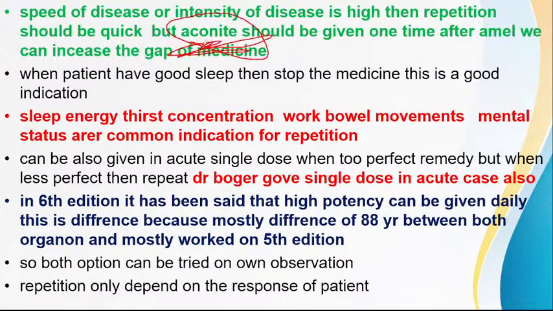So while we are prescribing aconite in acute psychological cases, we don't need to repeat, because the disease is fast and aconite is also a very fast medicine. So the chance of cure is very fast, and then there is no need to repeat the medicine.